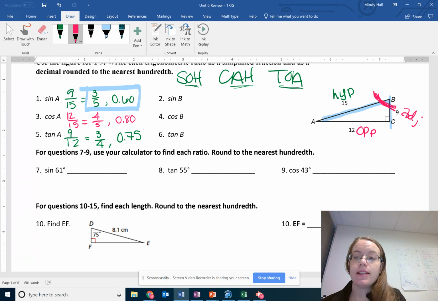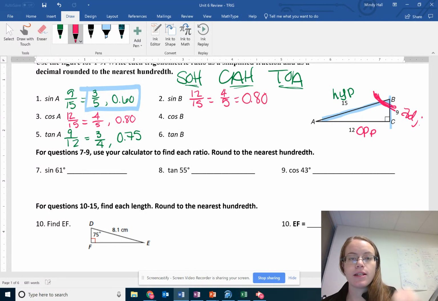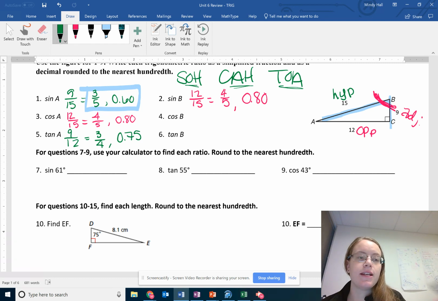So for sine of B, it is opposite over hypotenuse. So that is 12 over 15, which is 4 over 5, which as a decimal is 0.8. And notice it's the same as cosine of A. Again, it's because you switched your perspective.